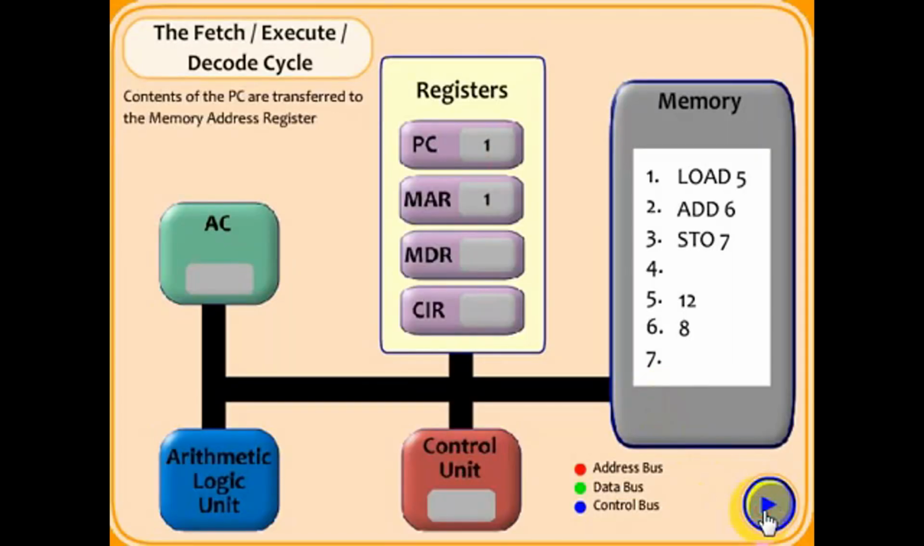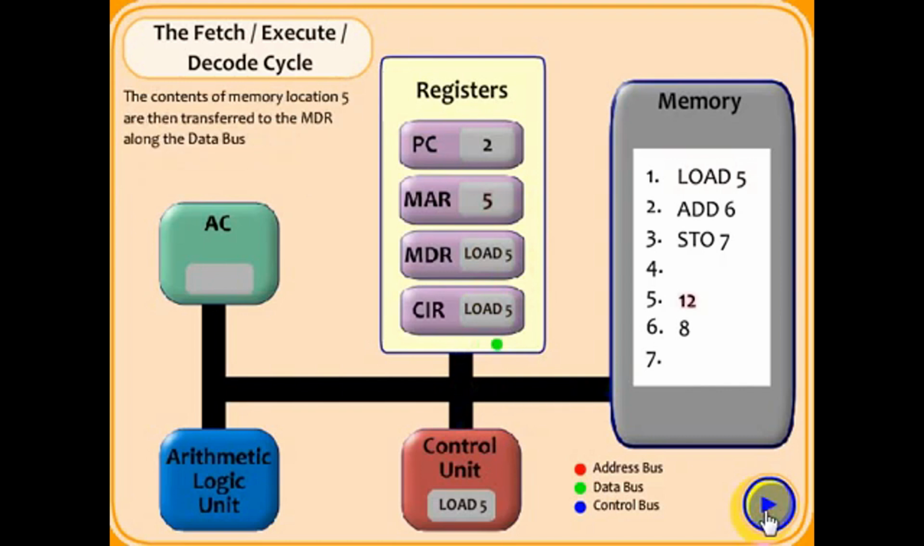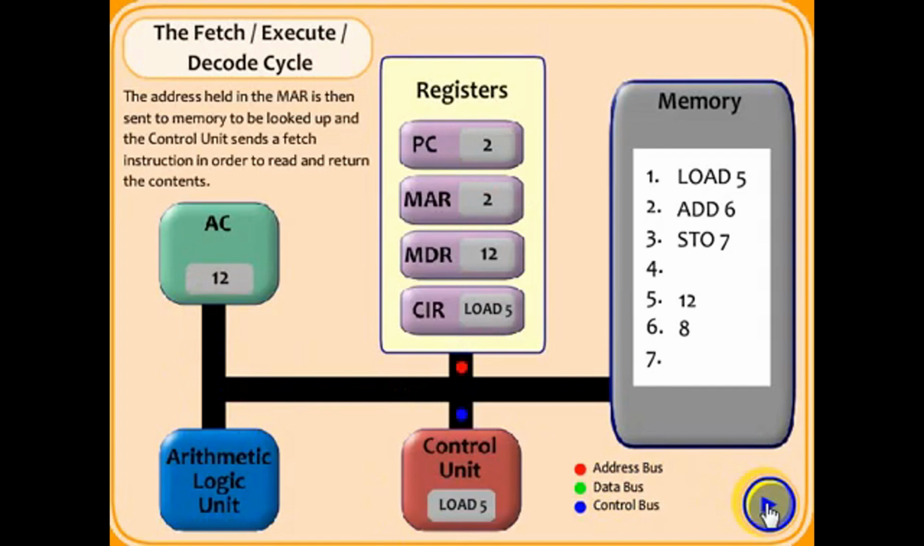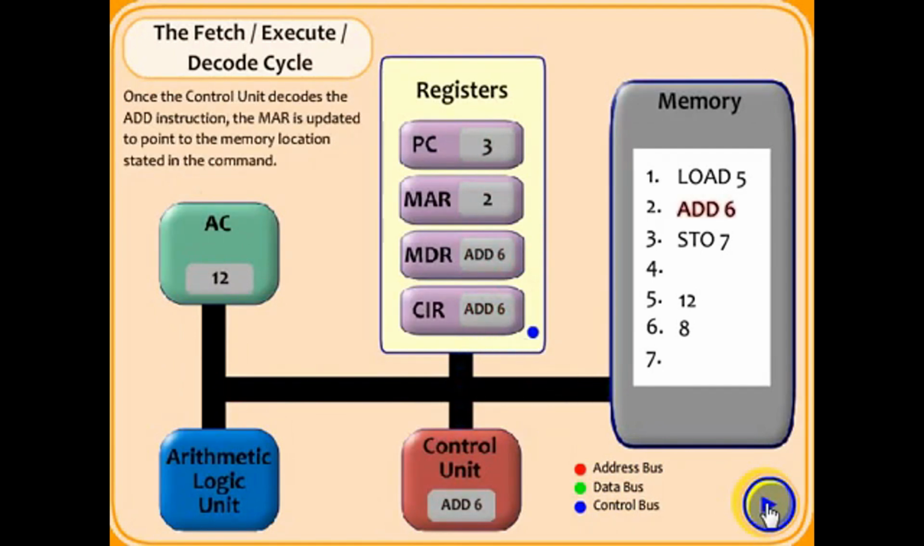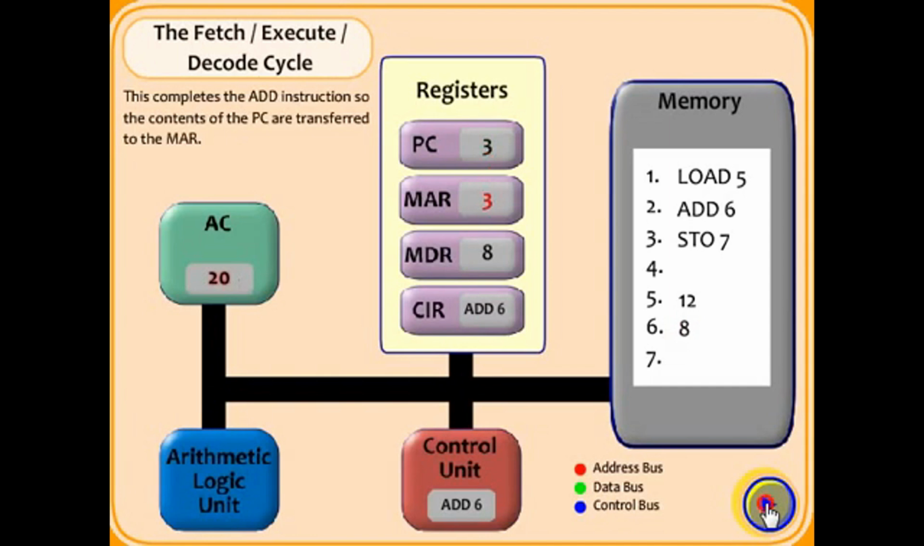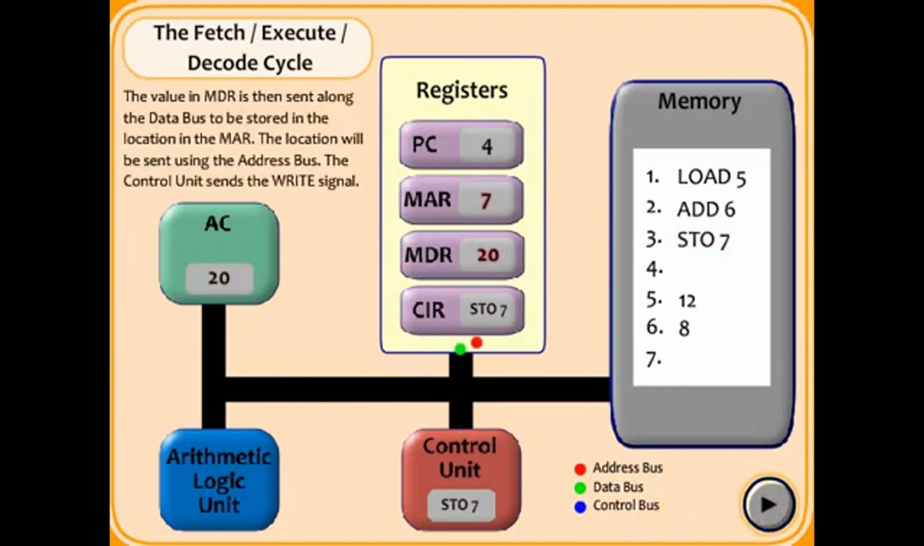For example, every operation inside the CPU follows the fetch, decode, execute cycle. First, the CPU fetches the instruction from RAM. Second, the control unit decodes it to understand the operation. Third, the ALU performs the addition. And fourth, the result is stored and displayed on the screen. That is how a CPU processes instructions efficiently.